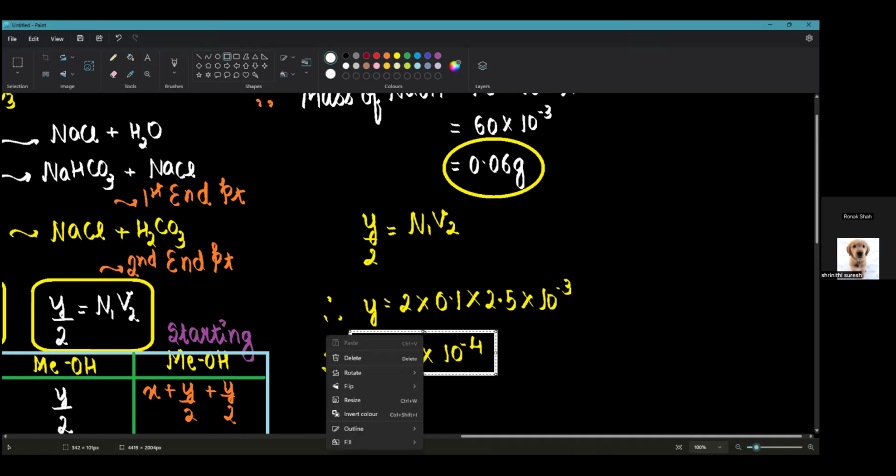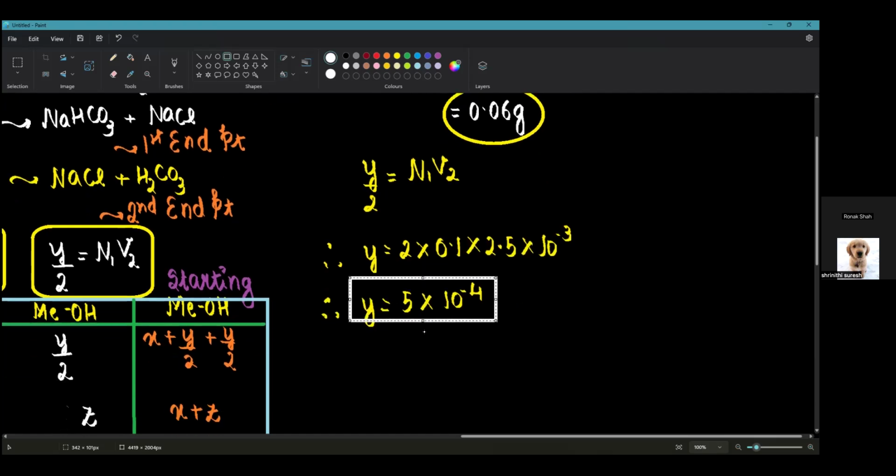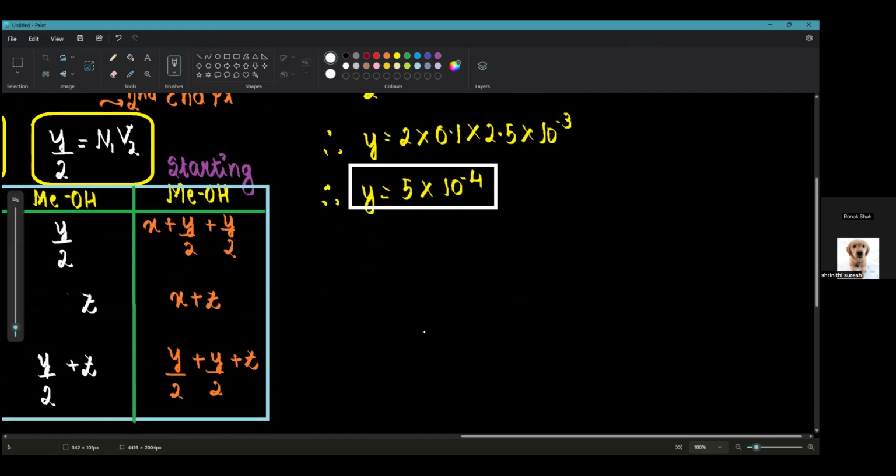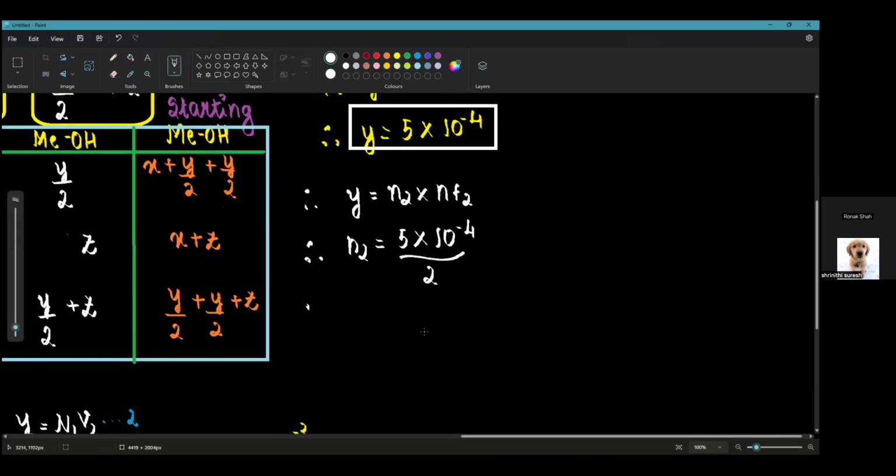Once you get gram equivalents, you can find that gram equivalence is equal to number of moles into n factor of Na2CO3. So how much will the number of moles be? It is 5 into 10 raised to -4, and the n factor of Na2CO3 is 2. So the moles will be equal to 2.5.